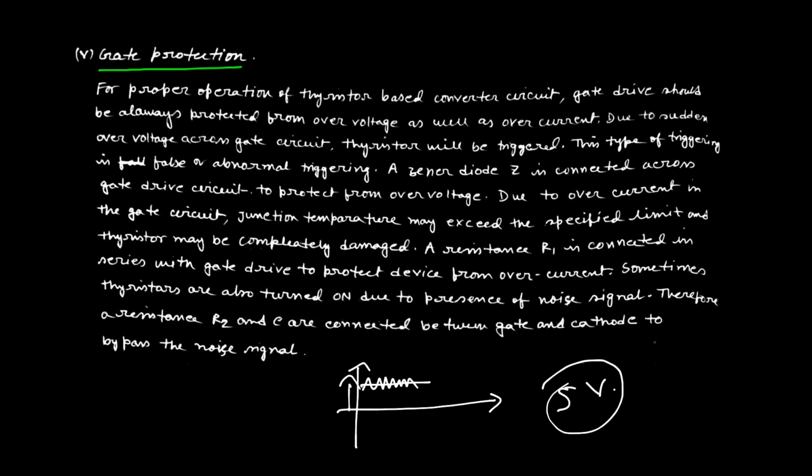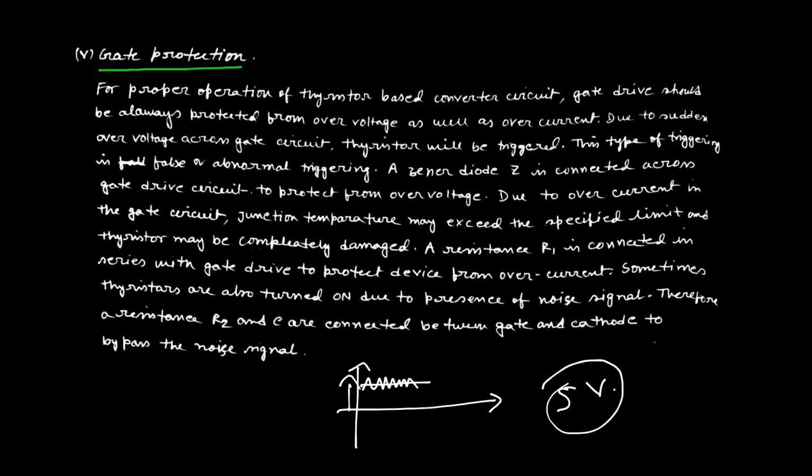That means I am applying less than 5 volt to the gate triggering circuit, but due to the presence of the peak of the other unwanted signal, it can reach 5 volt. Then the gate can be fired at any instant. That is why the thyristor will be turned on in an unwanted situation. That can be dangerous for the converter circuit. That is why this is called unwanted firing. To protect against it, normally we add a resistance to protect against this kind of unwanted signal and this kind of unwanted magnitude of the noise signal. Okay.